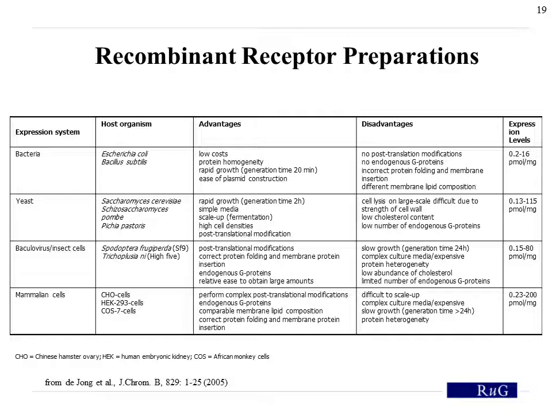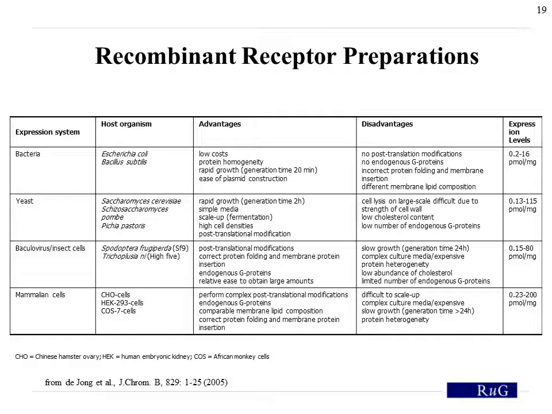This is why most receptors are expressed nowadays in mammalian cells. This can be Chinese hamster ovary cells, HEK293 cells, or COS7 cells. These cells can be grown to fairly large quantities. They can perform complex post-translational modifications, they contain the endogenous G proteins, and their membrane lipid composition is comparable to the natural environment of the receptor, thus providing an environment for correct protein folding and membrane insertion, and thus a higher chance of getting active receptor.